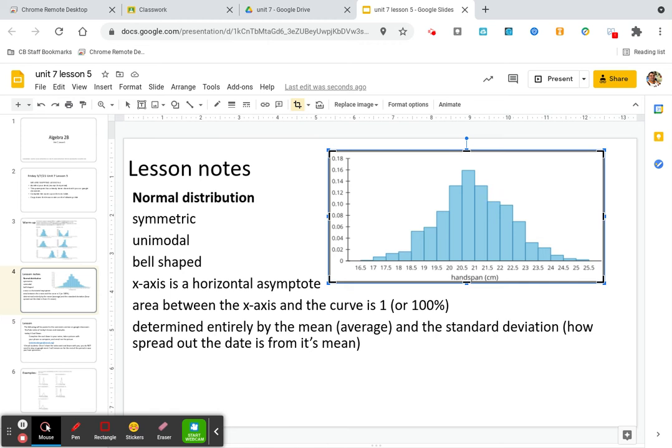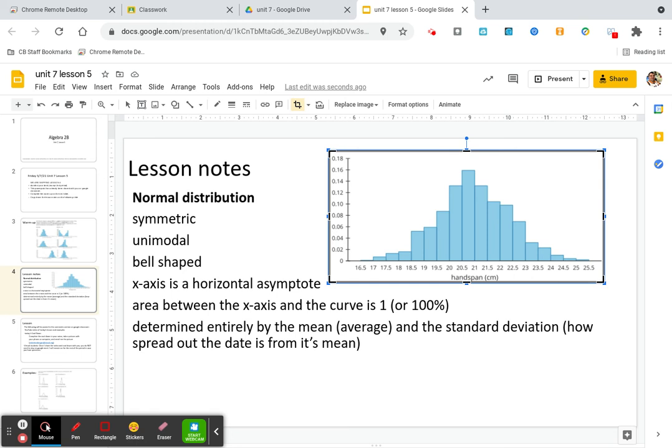The area between the x-axis and the curve is 1 or 100%. In this case, what they're talking about is the blue shaded area. If I were to calculate the area of the blue shaded area, it would be 1 or 100%.